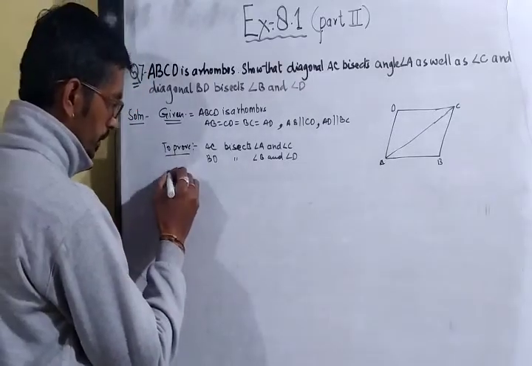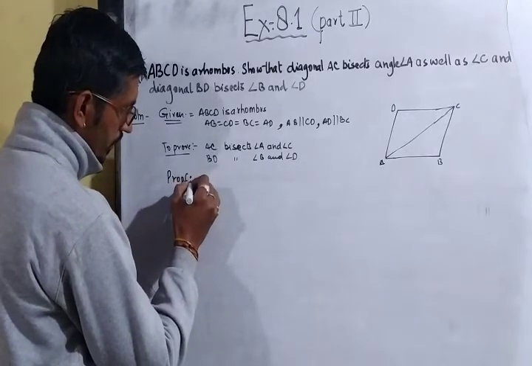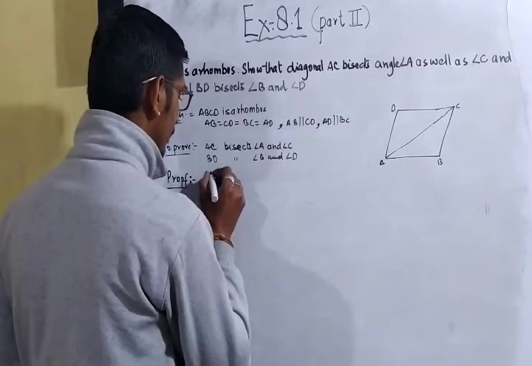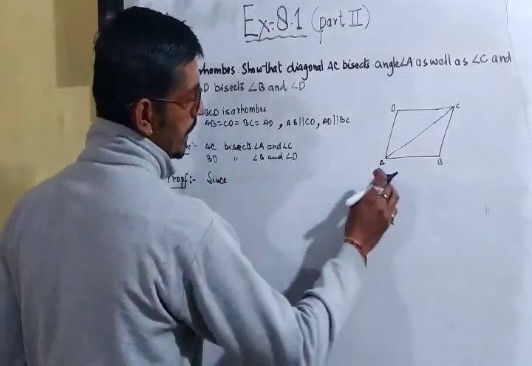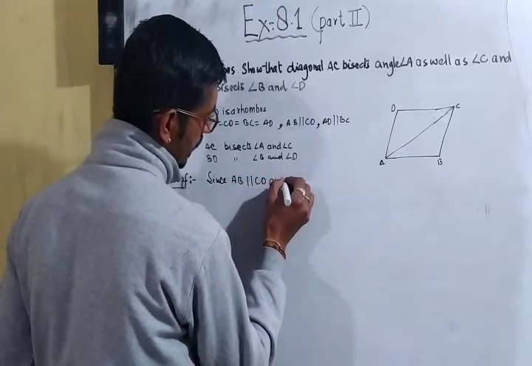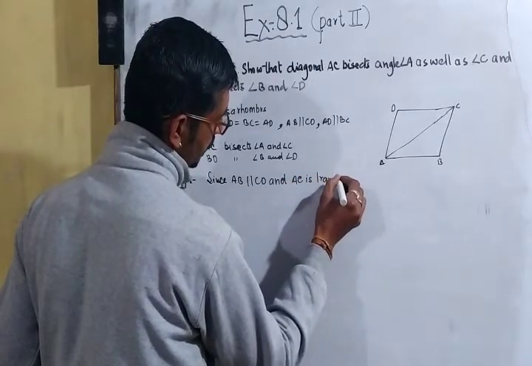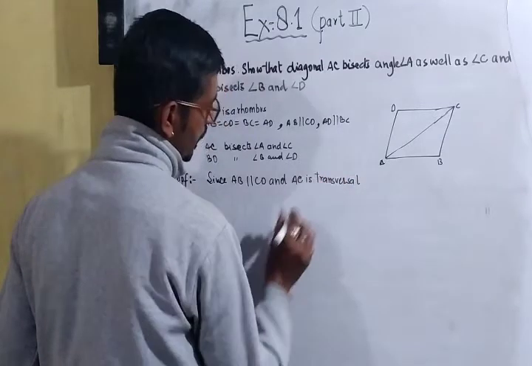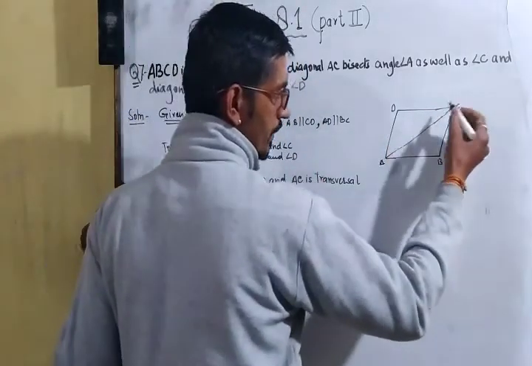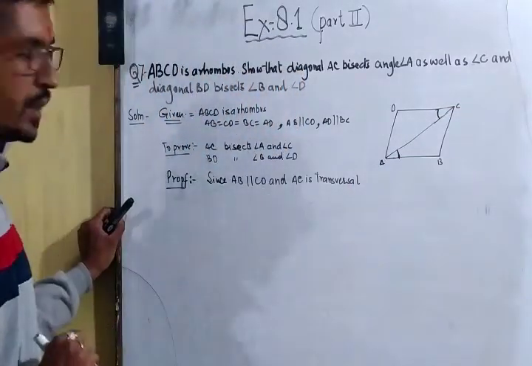Now how to prove? So here the proof is. You will write proof. Now since AB is parallel to CD and AC is transversal, AB is parallel to CD and AC is transversal. So what we can say is that this angle is equal to this angle. This we can say. Okay.